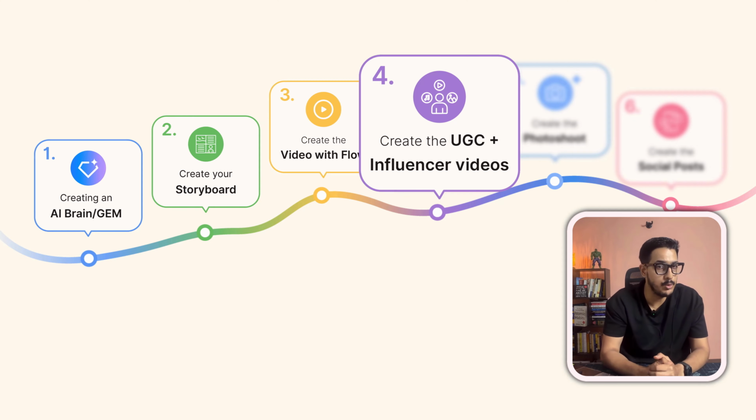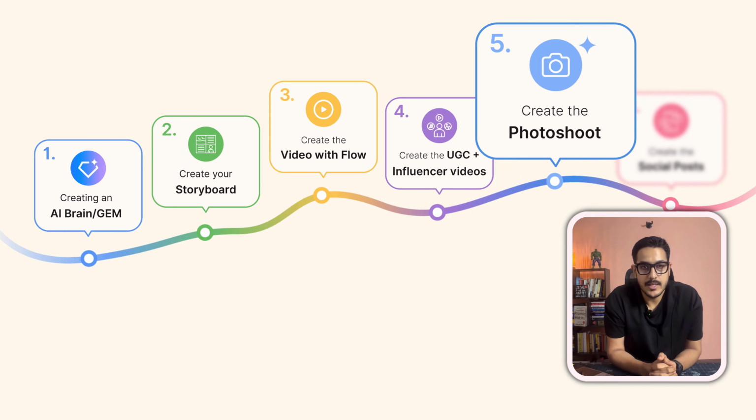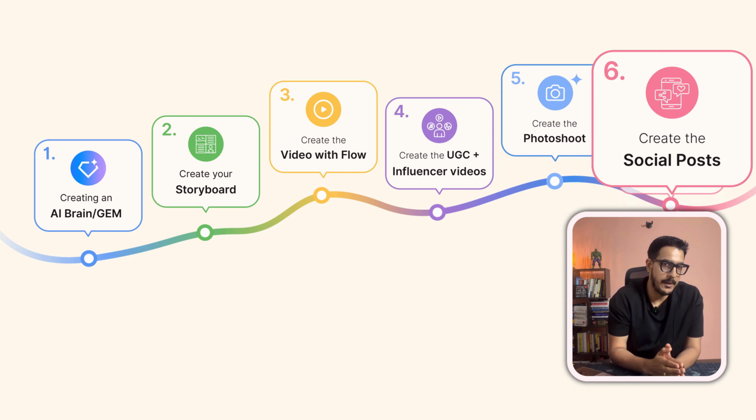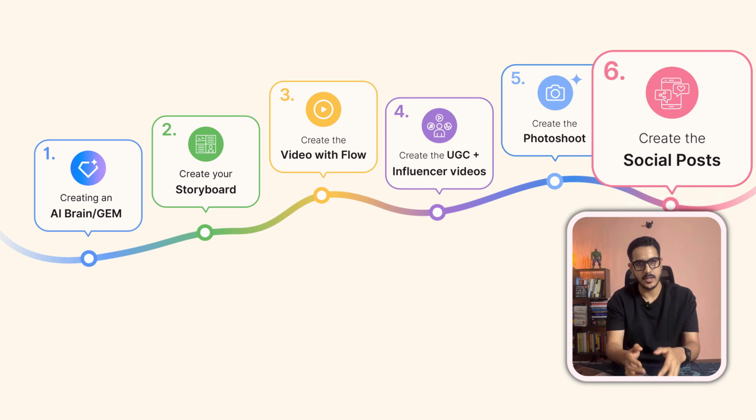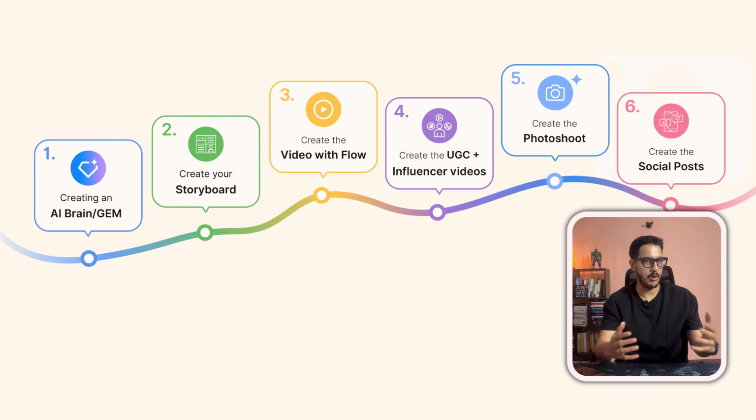Next is going to be UGC ads, which is user-generated content, which is basically people reviewing your products, but they're AI people. Number five is going to be creating a full photo shoot using Gemini. And number six is going to be social creatives, creation, editing, resizing, all of that.